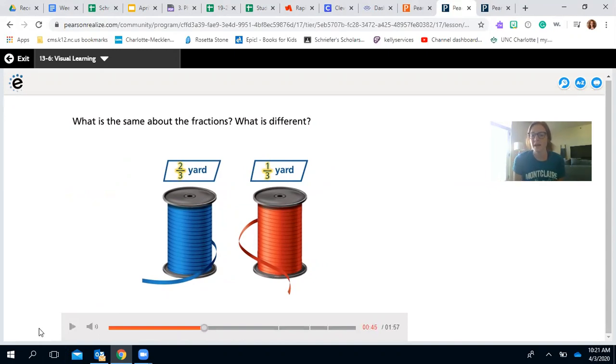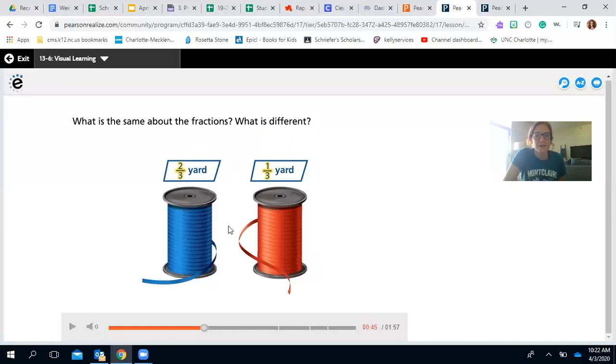Okay, you guys can shout this out right now. What's the same? I see 2/3 and I see 1/3. So first, who can tell me what is the same? Did you see it? What is the same is the denominator, and the denominator is 3. That means there are 3 equal parts that make up one whole. Now, what's different? What do you notice is different?